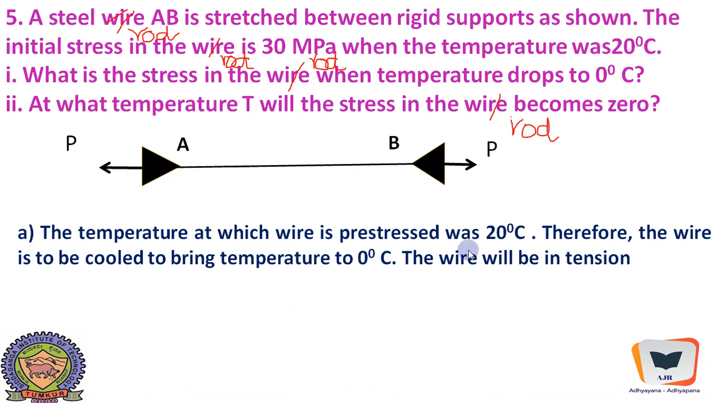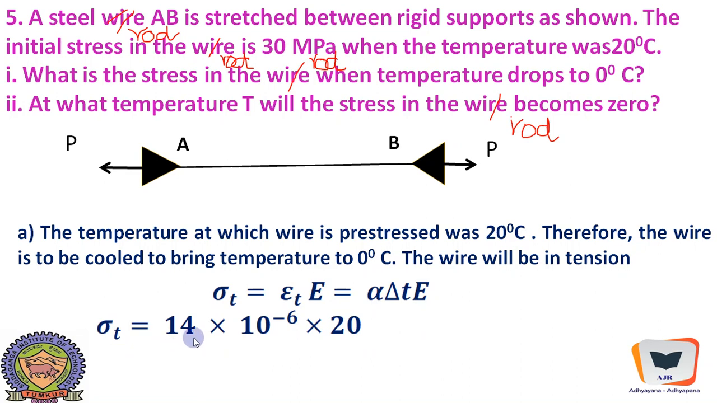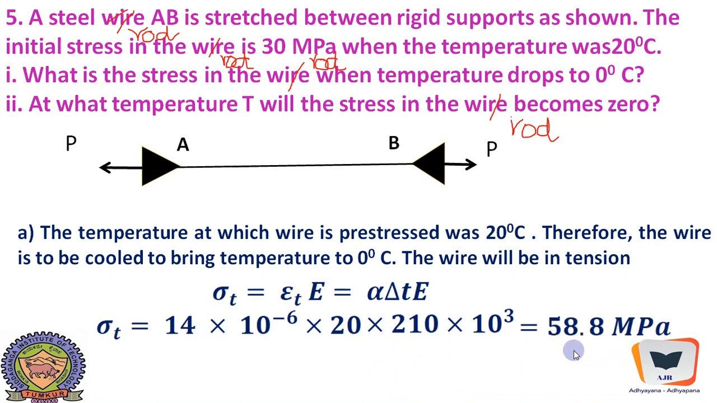The temperature at which the wire is pre-stressed was 20 degrees centigrade. Therefore the wire is to be cooled to bring the temperature to 0 degrees centigrade. The wire will be in tension because the free contraction is prevented. Sigma t is equal to epsilon t into E. Epsilon t is alpha delta t, and we will substitute the given values. Alpha is 14 into 10 to the power of minus 6, change in temperature is 20 degrees, and E is 210 into 10 to the power of 3, which gives us 58.8.